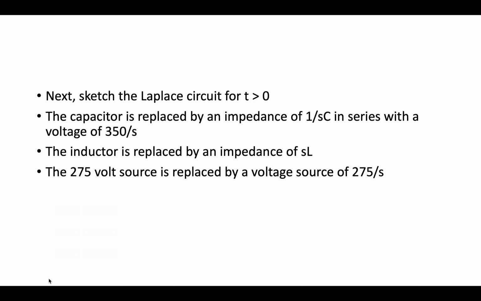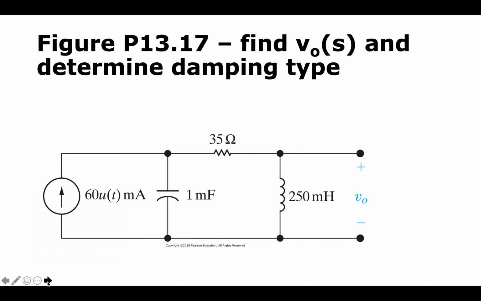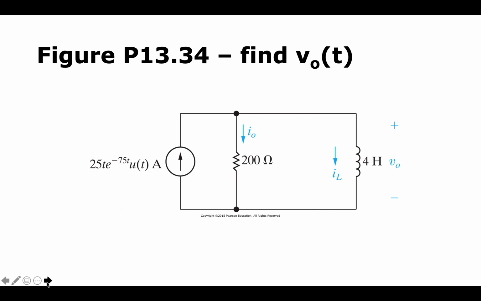So I've got a couple of others where I just went through and made some comments about what the approach is. Here is another example where you're asked to find the output voltage in S. Then you're asked to determine what the damping is like. If you do a source transformation in the S domain on this current source and this capacitor, then you end up with a series RLC, and you can use our formulas for series RLC to determine the damping type.